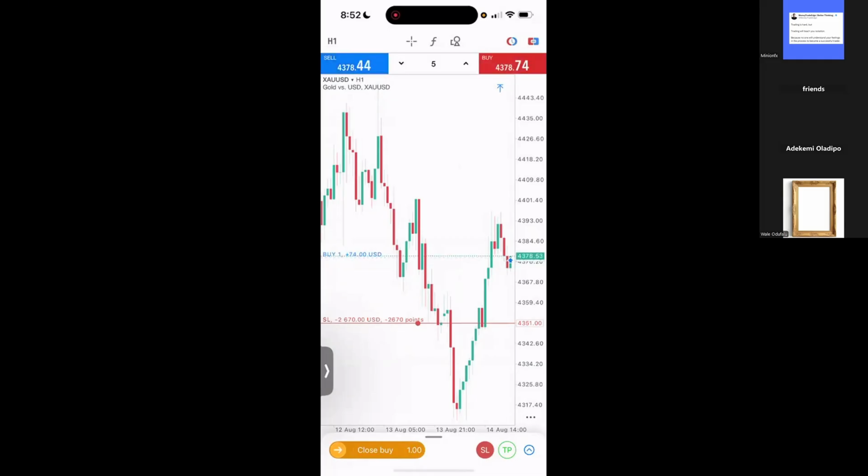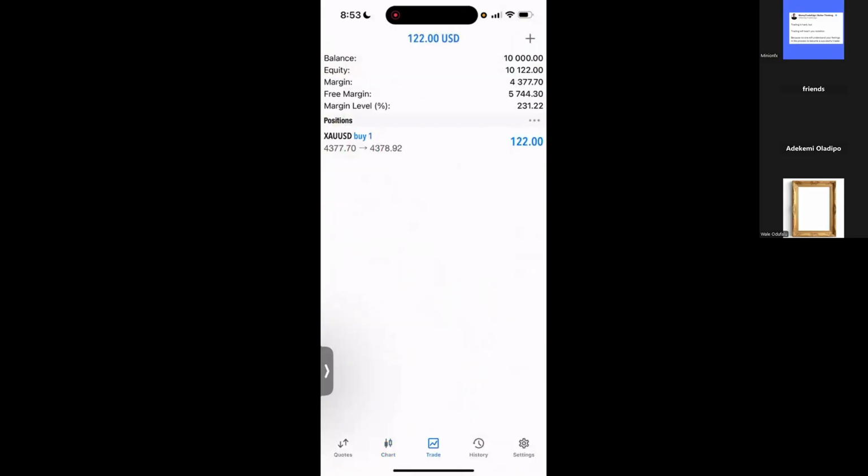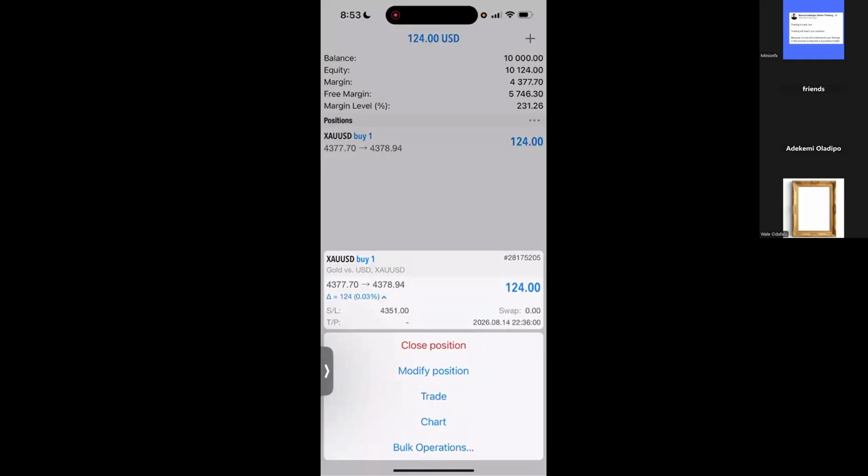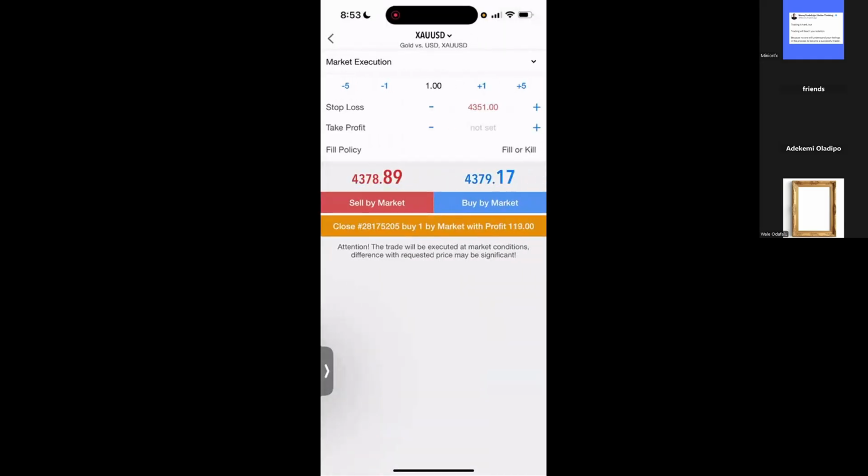So let's do that. Let's make your first trade a profitable trade. Let's go and close this trade. You can either close it from here or go back and swipe down. Don't close it from here, swipe down. Let me show you. Go back to trade. You see when you tap on it, you will see close position. So let's close it.